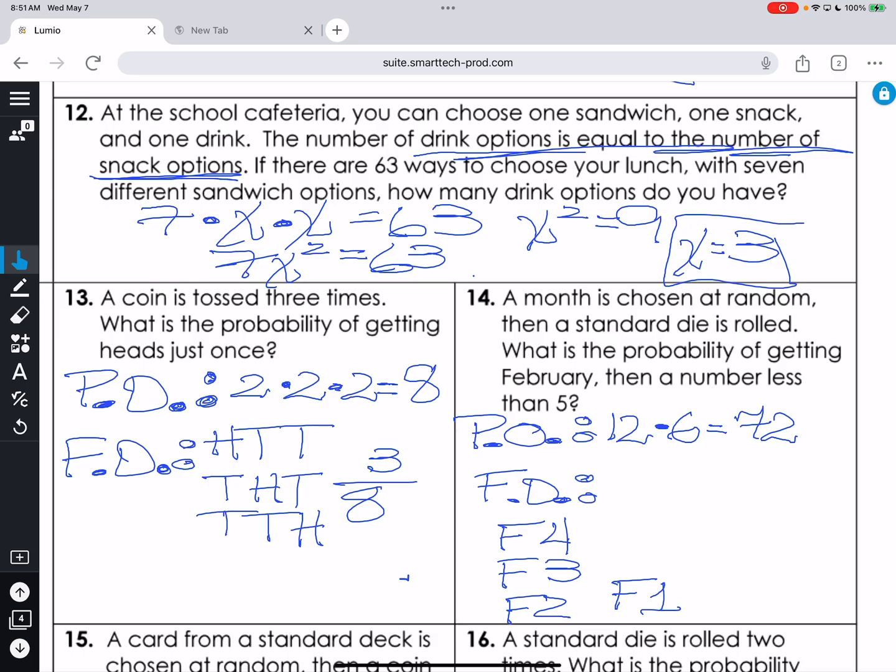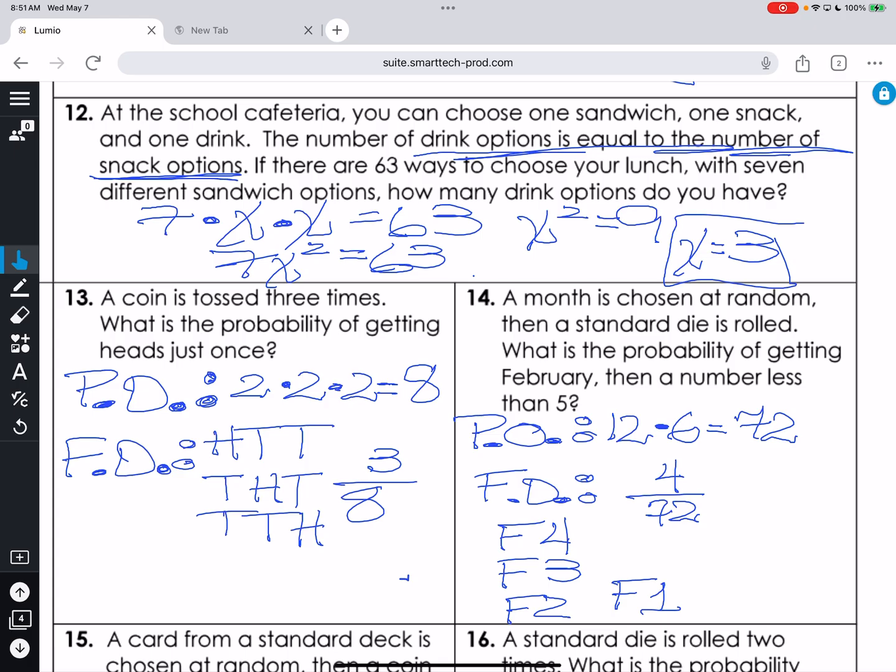So what is the final probability of getting February and a number less than 5? 1 over 18. 4 over 72. How did you get that? Okay, do you understand where the 72 came from? You sure? Okay, so 4 over 72.